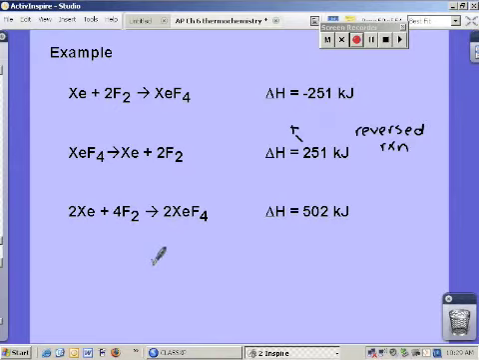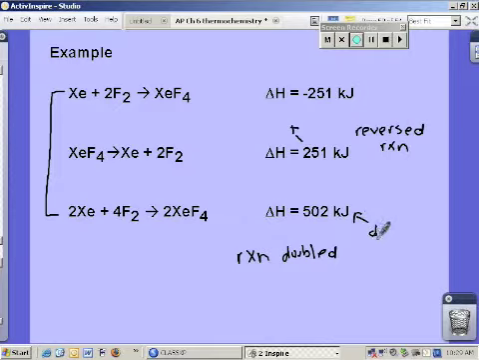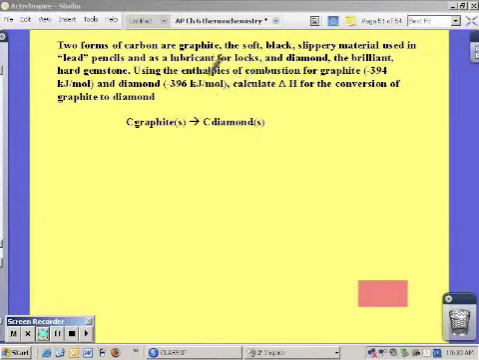Now look at the first reaction and compare that to this third reaction. What happened there? The reaction was doubled. So notice what happened to our delta H. It was also doubled. So remember, if you reverse a reaction, delta H needs to be reversed. If you double it, delta H is doubled.